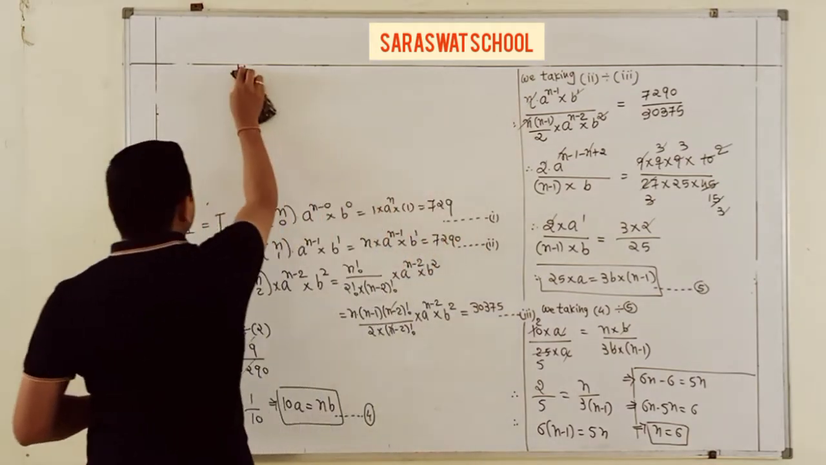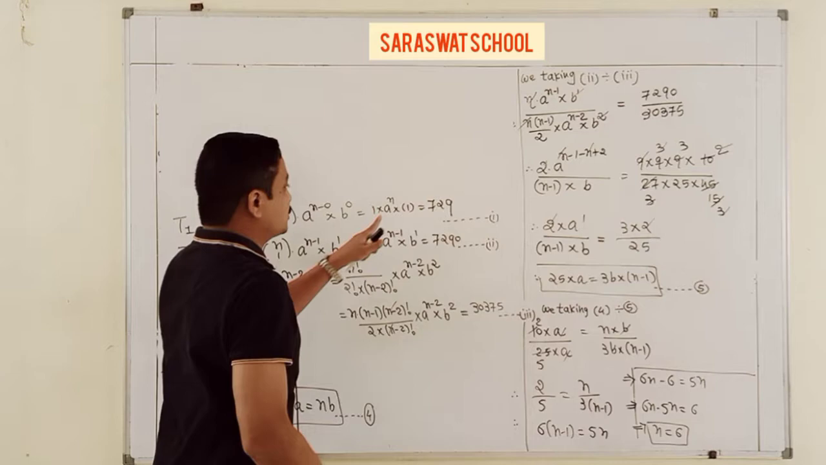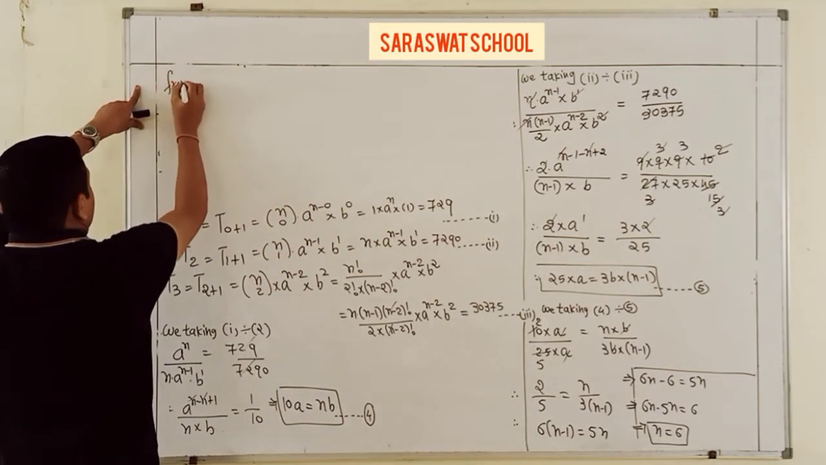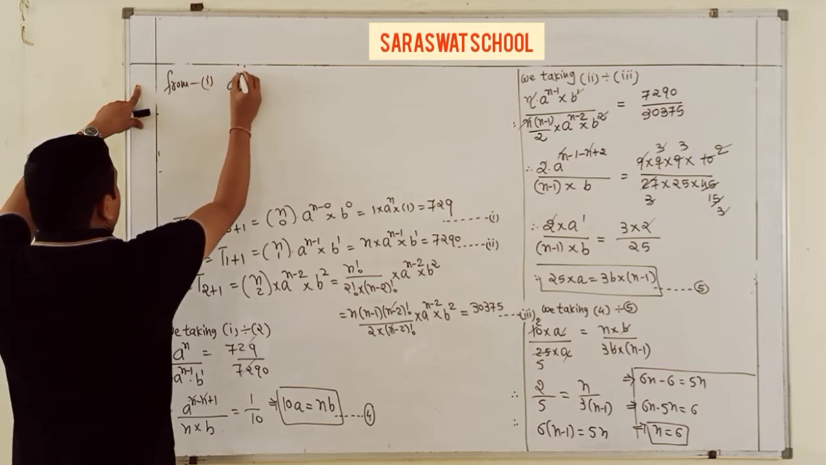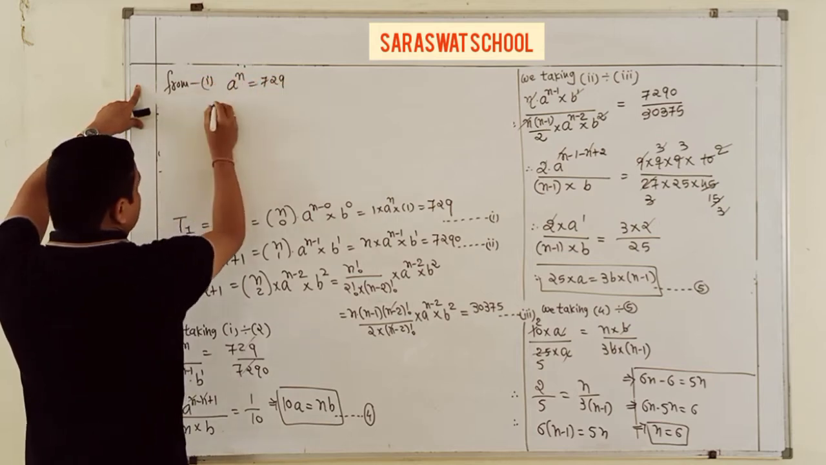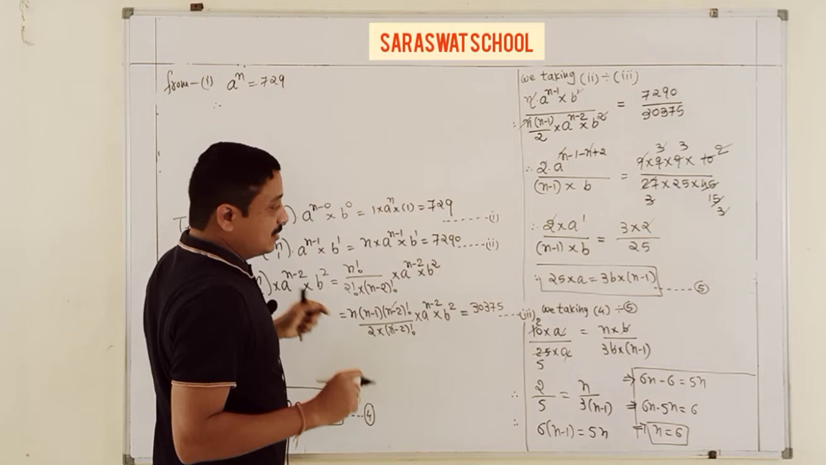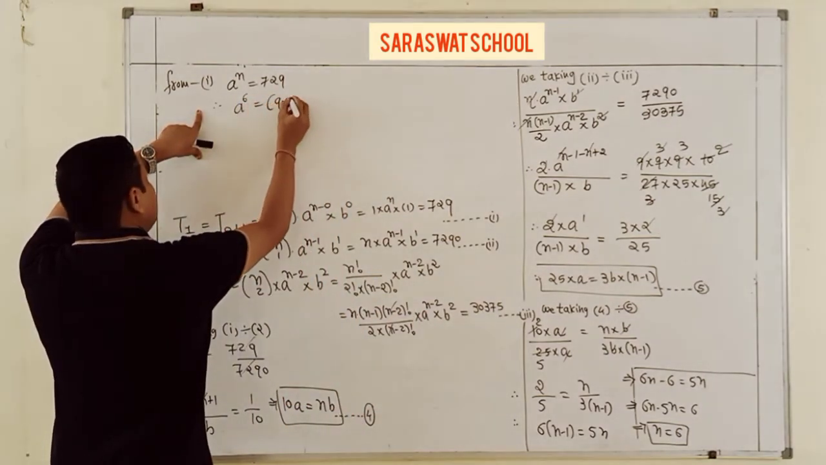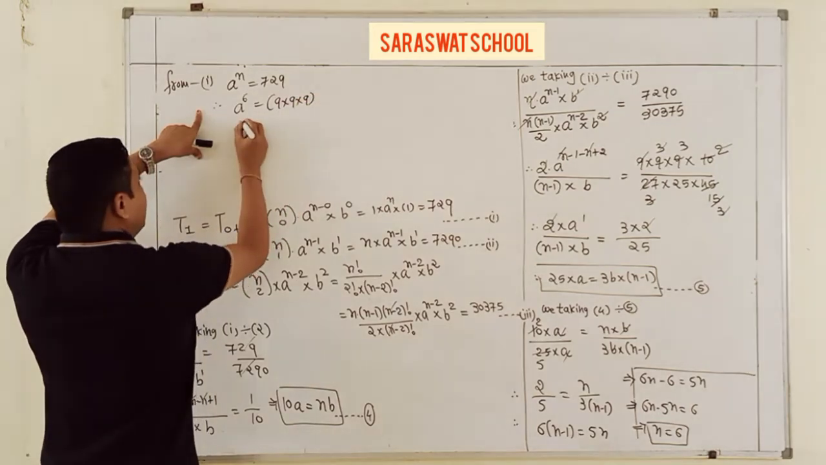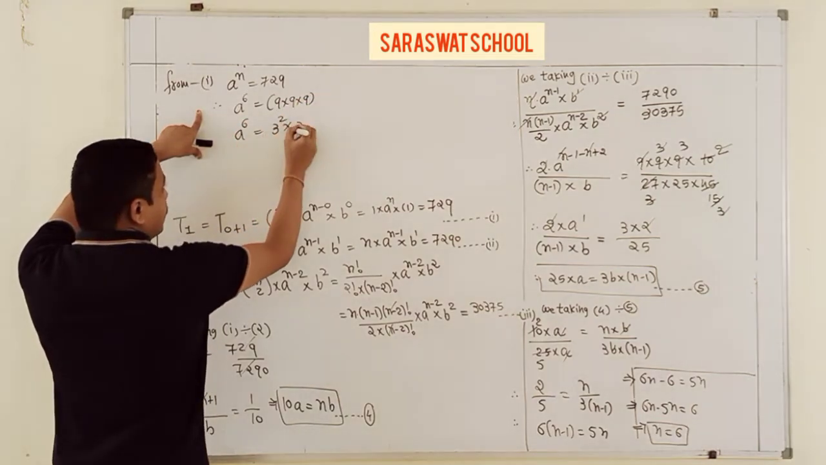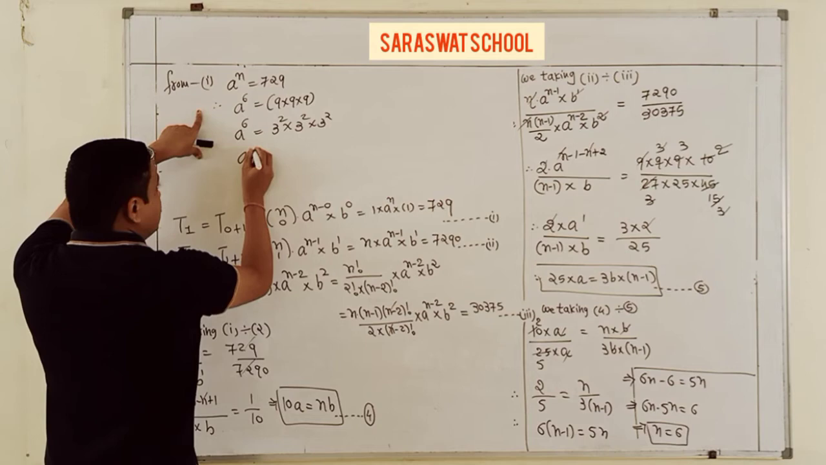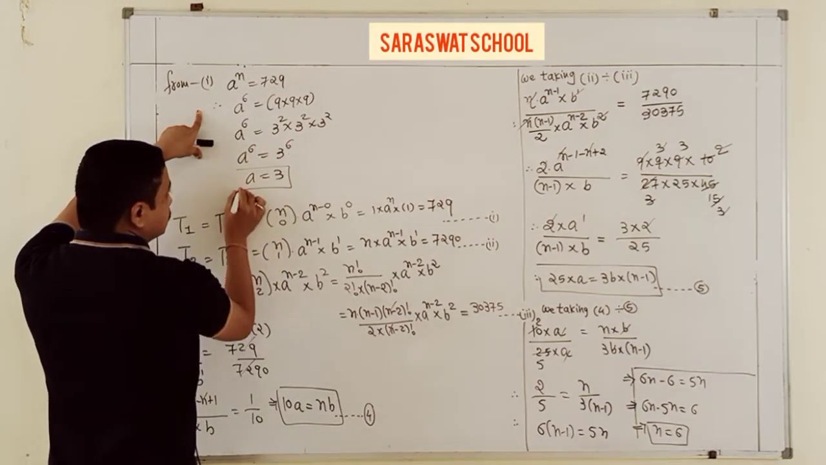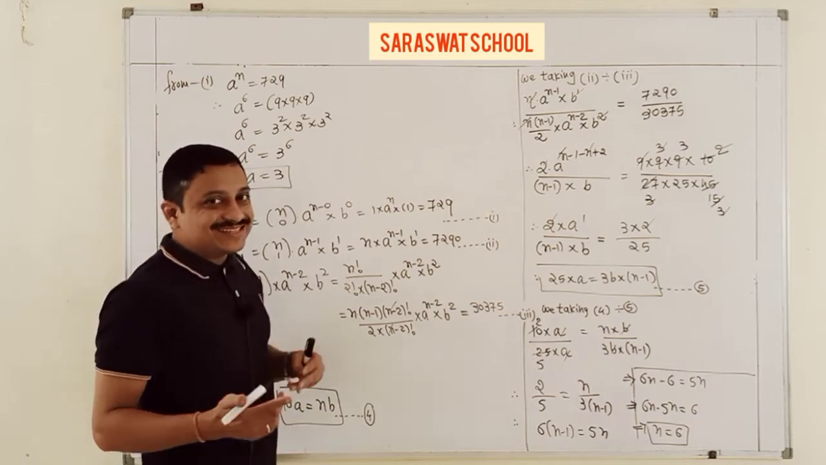What do we have from equation 1? A raised to n is equal to 729, and 729 is also known to you. It is 3 raised to 6, so what is n? 6. So a raised to 6 equals 729. Can I write it again? 3 square, 3 square, 3 square, it is 3 raised to 6. Means a is equal to 3. That is also very easily done.